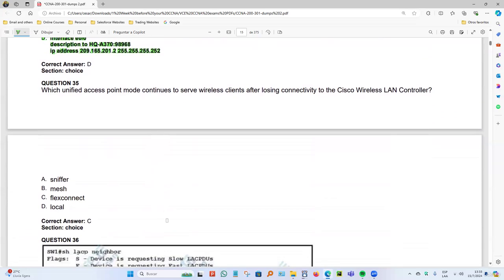Next one, 35. Which unified access point mode continues to serve wireless clients after losing connectivity to a Cisco wireless LAN controller? That is FlexConnect.